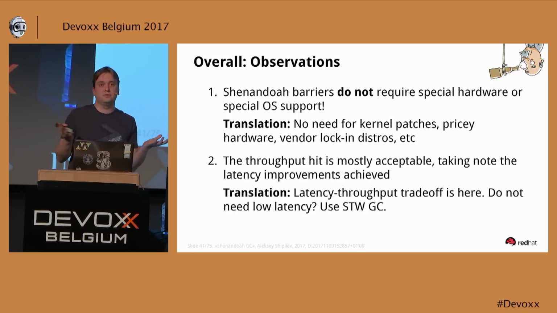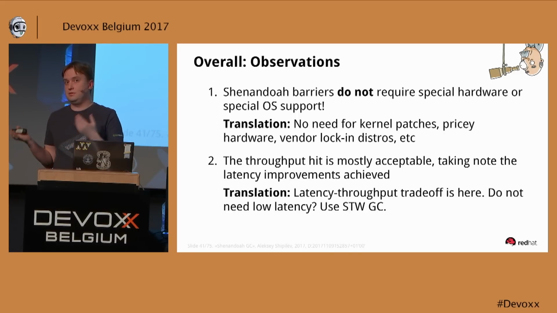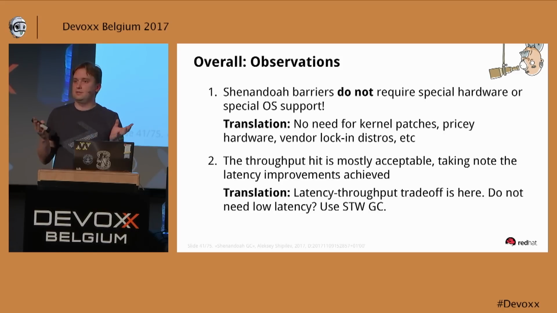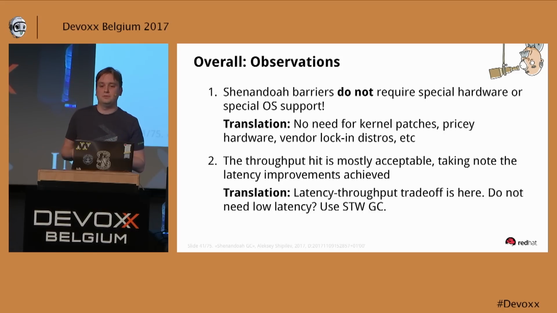And this is the latency-throughput trade-off again. If you don't need low latency, don't bother and use stop-the-world or semi-concurrent GC, you will get better throughput out of it.